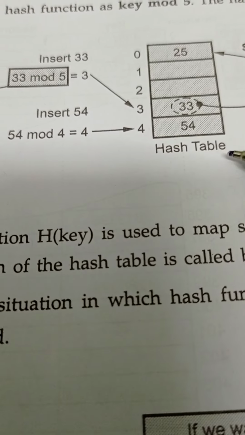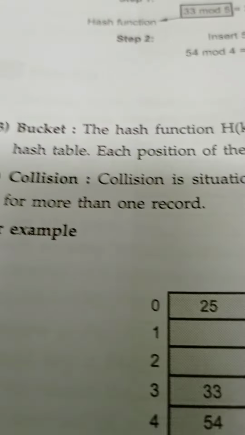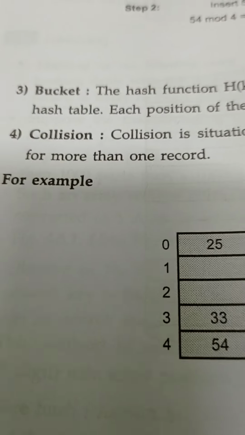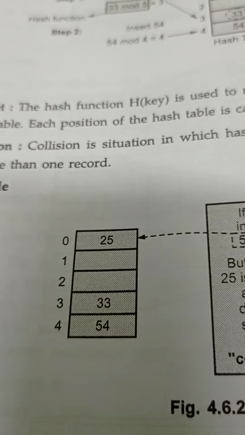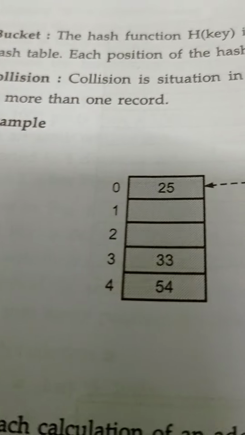This is nothing but a hash table. This is how we can store the data into the hash table. So many concepts are there. Here we'll discuss collision. Collision is a situation in which the hash function returns the same address for more than one record.